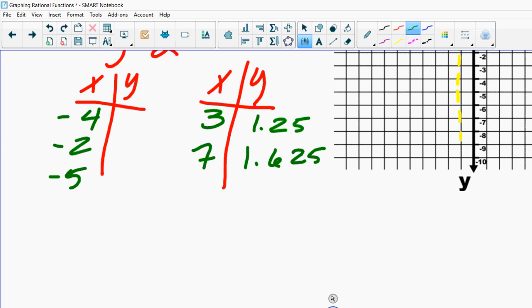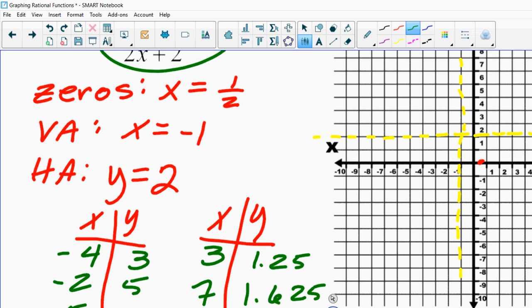To find the negatives, just arrow up. Now plot those points. -4, 3. -2, 5. -5, 2.75. 3, 1.25. 7, 1.65. Are you getting points in these places?